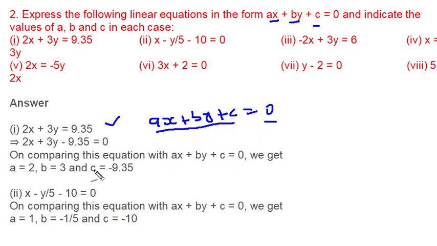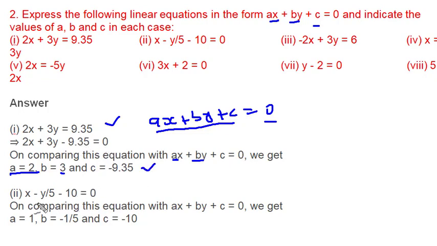What do we get? If you see, in place of a you have 2, so a equal to 2, so simple. In place of b, what you have here is 3, so b is 3. In place of c, what you have is minus 9.3.